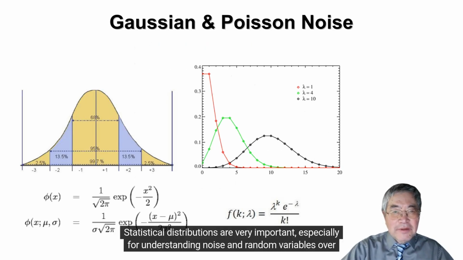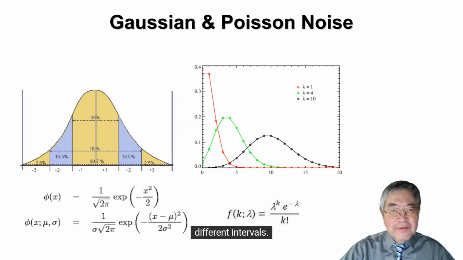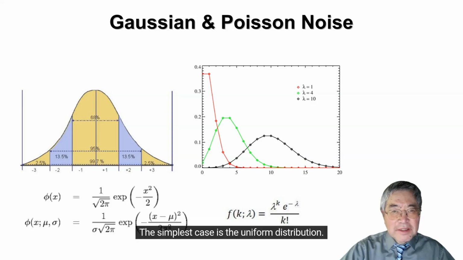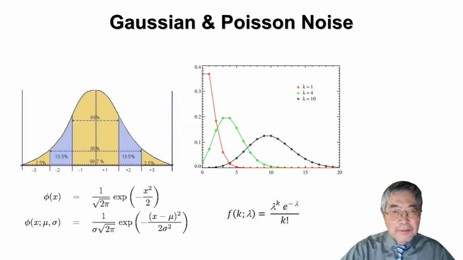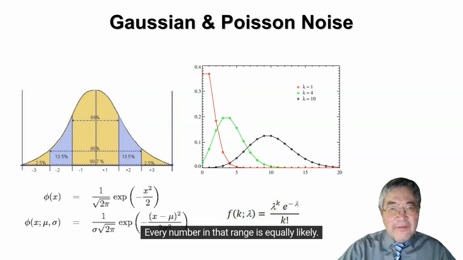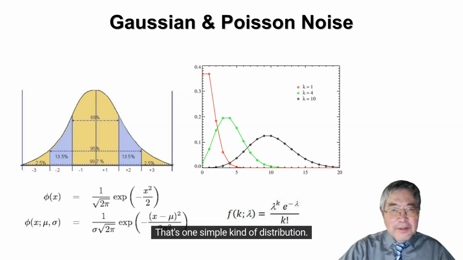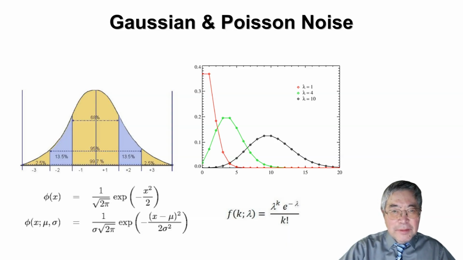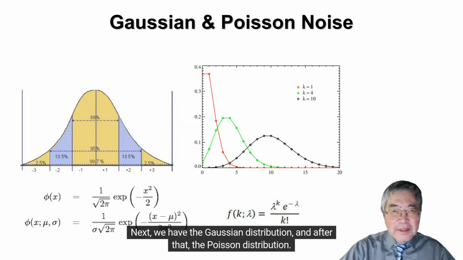Statistical distributions are very important, especially for understanding noise and random variables over different intervals. The simplest case is the uniform distribution. With a uniform distribution, every point in the interval, like 0 to 1 or 0 to 5, has the same chance of being picked. Every number in that range is equally likely. That's one simple kind of distribution. Next, we have the Gaussian distribution, and after that, the Poisson distribution.